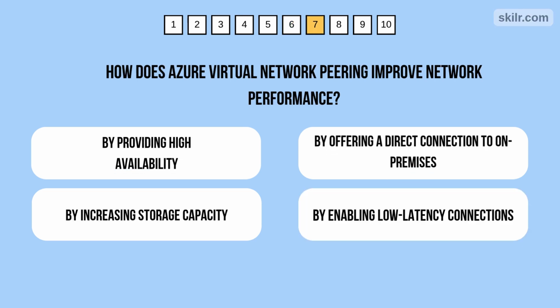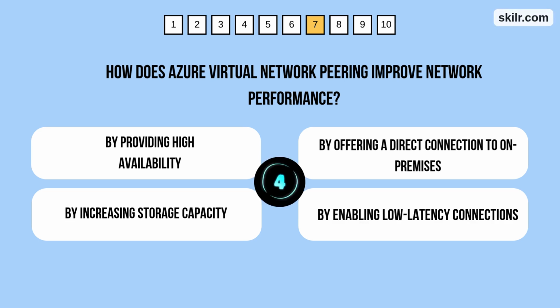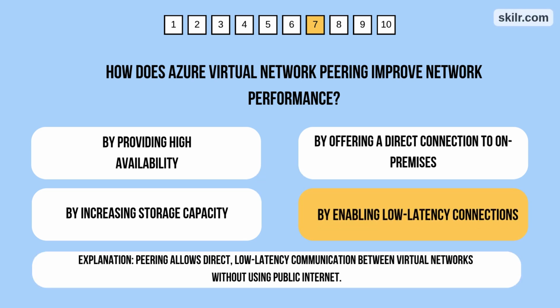Question 7. How does Azure Virtual Network Peering improve network performance? The answer is by enabling low-latency connections, as peering allows direct, low-latency communication between virtual networks without using public internet.